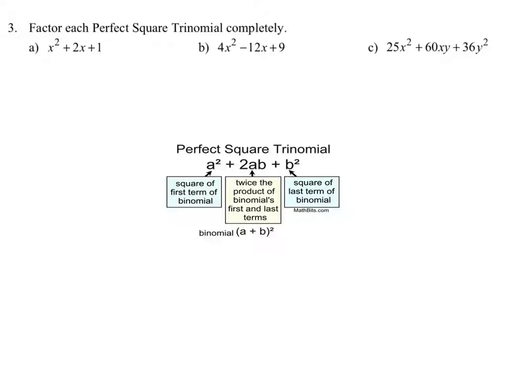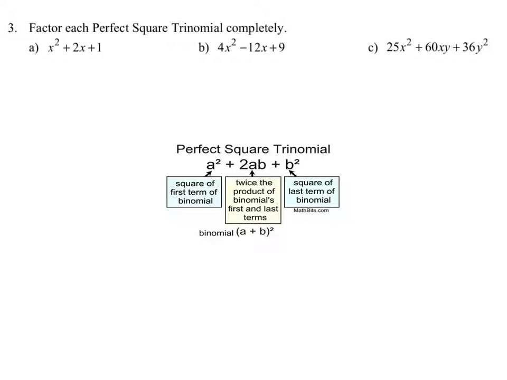For example, the perfect square trinomial a squared plus 2ab plus b squared. The a squared is the square of the first term. That's a perfect square. The last term is the square of the last term, b squared. And the middle term, if you take a and b, that's twice the product of the binomial's first and last terms. So in factored form, that is a plus b, that entire quantity squared.